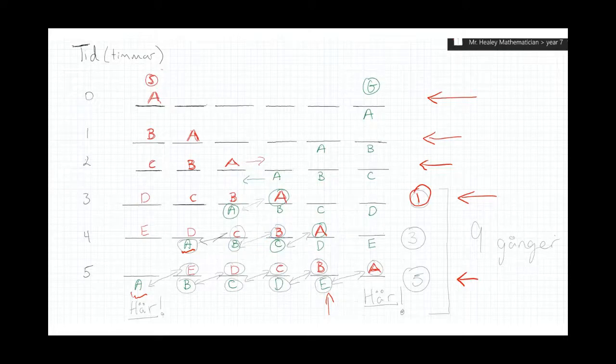And when we add this up, we have 1 plus 3 plus 5. That equals 9. So in total, a train from Stockholm met a train from Gothenburg 9 different times.